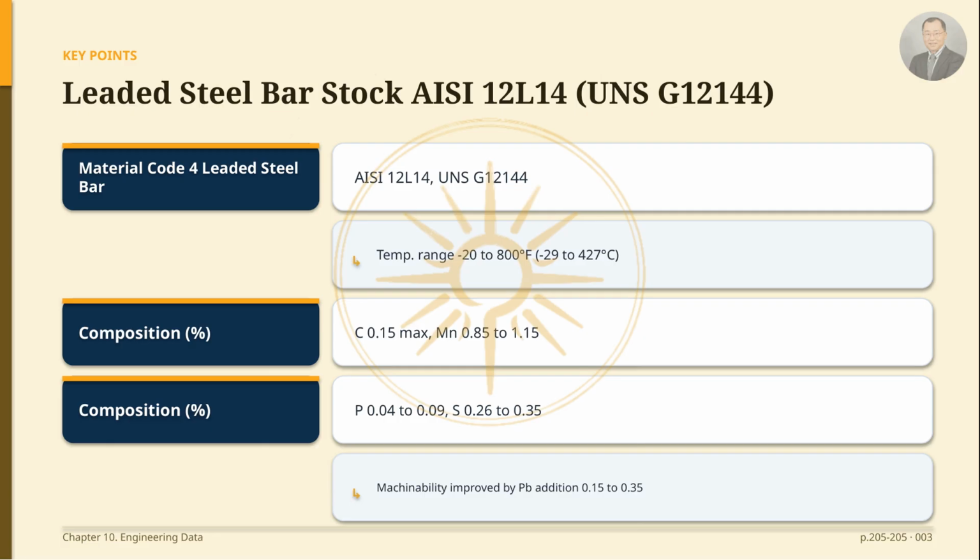Additionally, 0.15% to 0.35% lead is added. This combination of sulfur and lead significantly improves machinability, creating the characteristics of free-cutting steel.